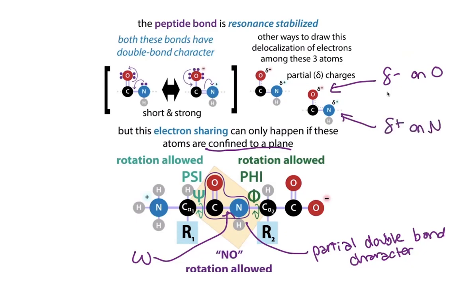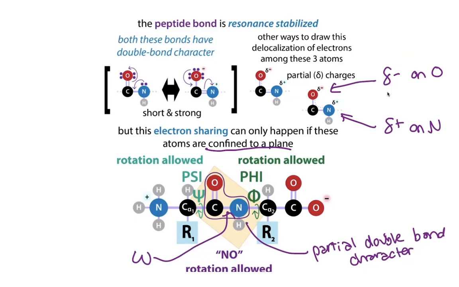And this is going to be true even if we're not at the actual N-terminus. So at the N-terminus, we have a full positive charge. And at the C-terminus, we have a full negative charge. But when we're talking about the N-terminal region of an alpha helix, that's going to end up having a partial positive charge. And the C-terminal region of an alpha helix is going to end up having a partial negative charge.